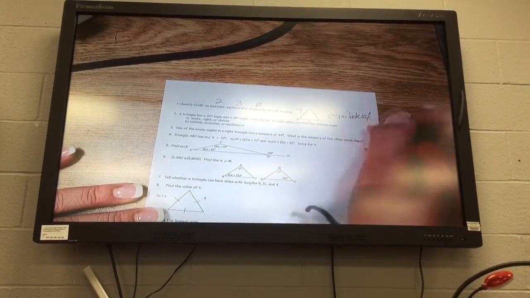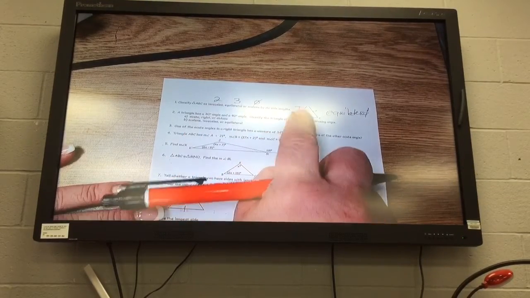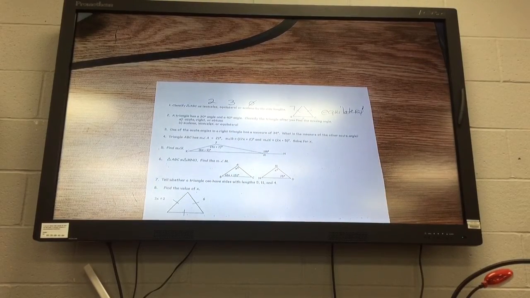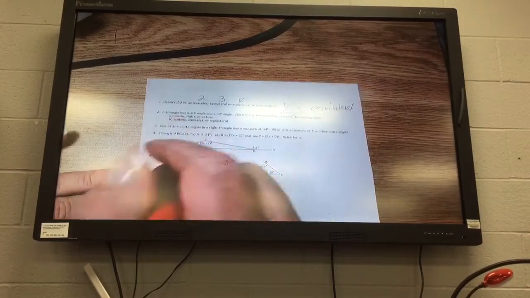It's deceiving because it only has 2 tick marks, which people think is isosceles, but you still have to think about that third side. Even though there's not a tick mark there, all 3 sides are 7. Questions on that? No. All right, number 2.